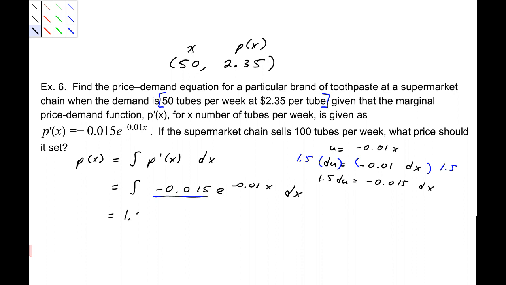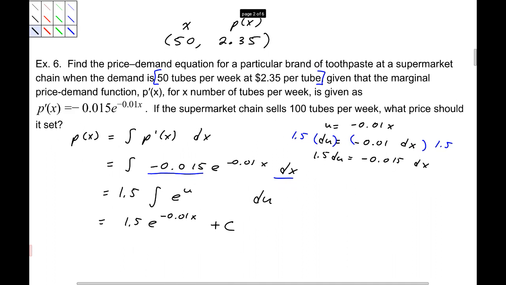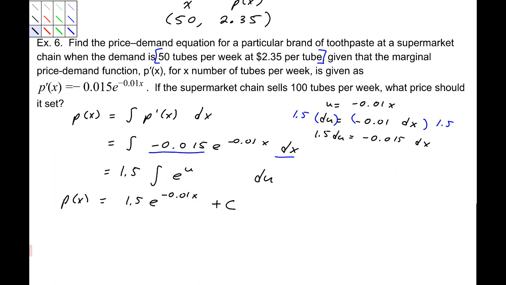That'll be 1.5 du, and I'm going to go ahead and factor that constant out of my integral. All right, so 1.5 du, that takes care of the 0.015 and the dx. Now that will be e to the u, and so this is a very familiar integral at this point, hopefully. That means we get 1.5 e to the, I'm going to go ahead and substitute my u back in, negative 0.01 x, plus c. So that is p of x.